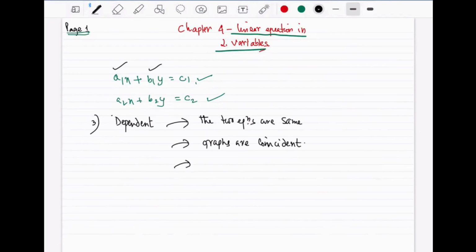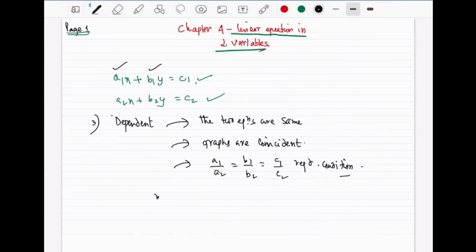And the last one, what is the condition for dependent? The condition for dependent is, if I divide a1 and a2, b1 and b2, and c1 and c2, they all will be the same. Like this, a1 by a2 equals b1 by b2 equals c1 by c2. This is the required condition.